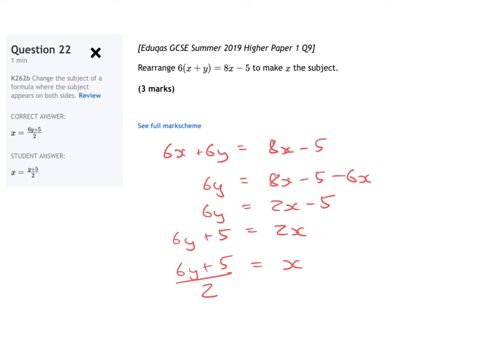Always check, once you've done this, have you done enough work to get 3 marks? Well, clearly we've got multiple stages here, so that's good. And then just checking through, what did I do? I subtracted 6x on both sides, and I tidied it up. I then added 5 to both sides, then I divided by 2. 3 steps, 3 marks. Happy with the answer.